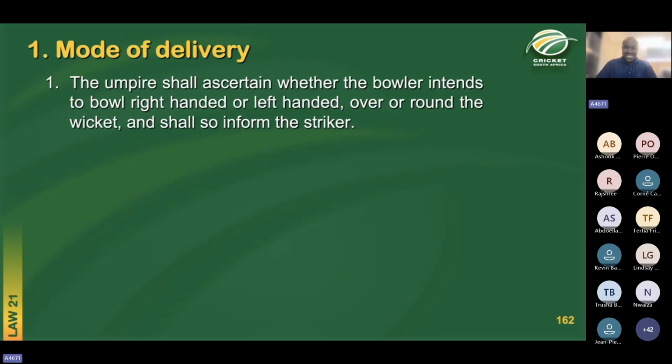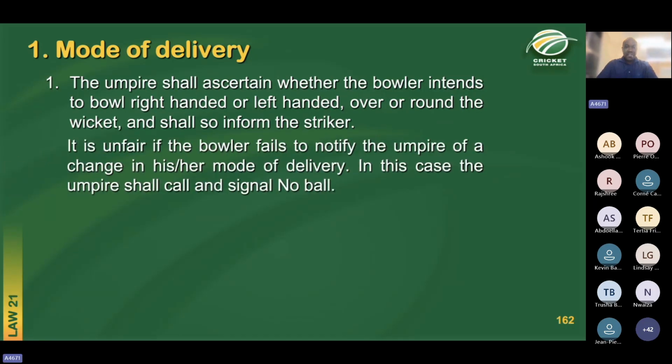As I mentioned, it is the umpire that shall ascertain whether the bowler intends to bowl right-handed or left-handed over or around the wicket. So please, very important, if a bowler doesn't mention, then you need to ask them. It is unfair if the bowler fails to notify the umpire of a change in his or her mode of delivery. And in the case that a bowler changes his or her mode of delivery without informing the umpire, then the umpire shall call and signal no ball.